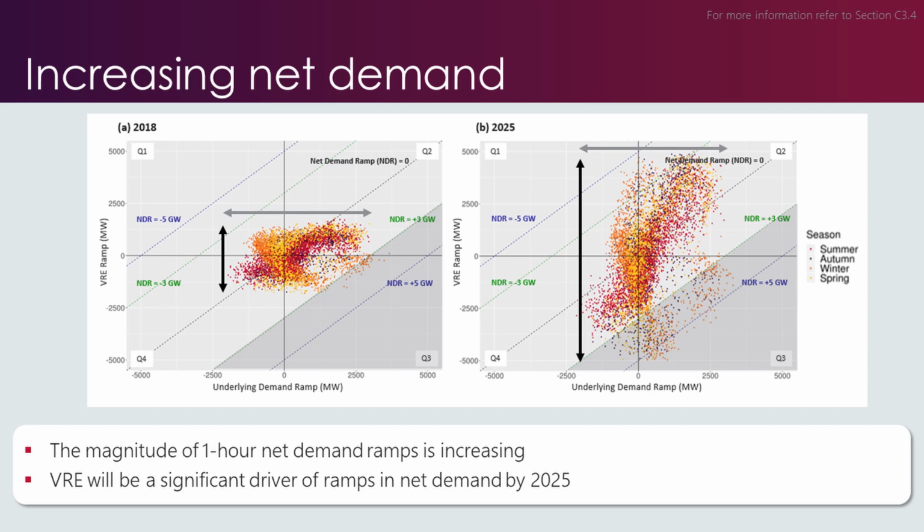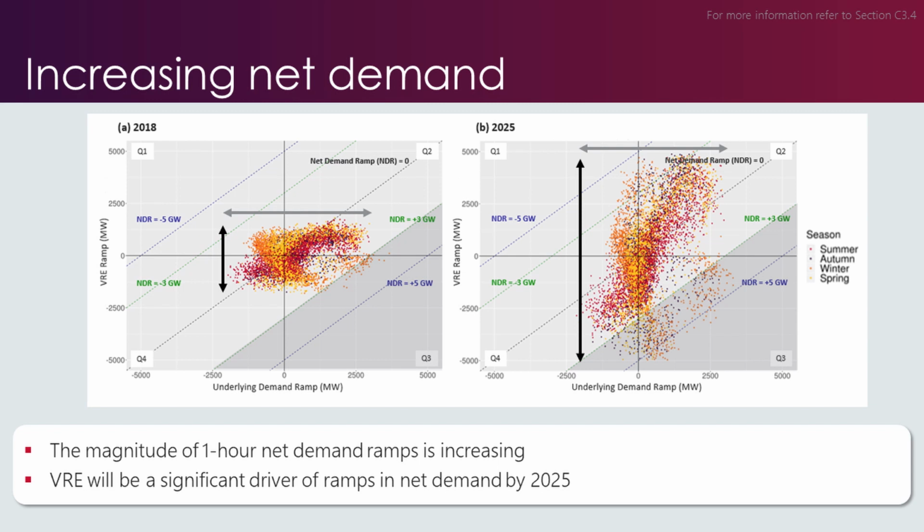Second, VRE will be a significant driver of net demand by 2025. This is evident by the change in shape between 2018 and 2025. Okay, so let's focus on the grey double-headed arrows first. In 2018, the grey arrow is bigger than the black arrow. Now, this tells us that in 2018, underlying demand was a key driver of net demand movements. However, between 2018 and 2025, the grey arrow doesn't really change in size. So the range of hourly underlying demand ramps are not really changing a whole lot between these years.